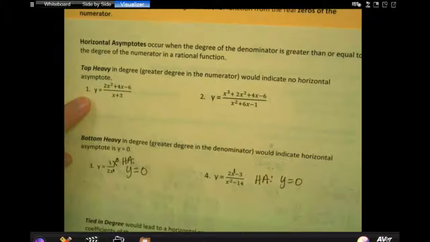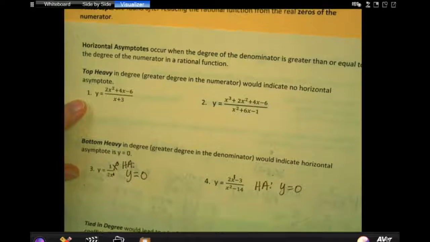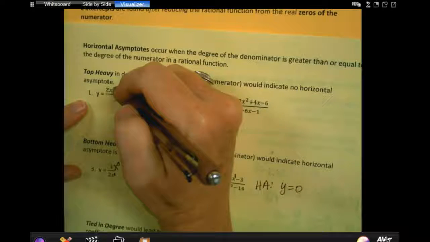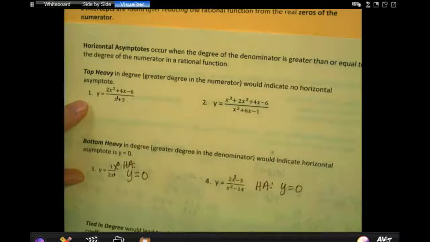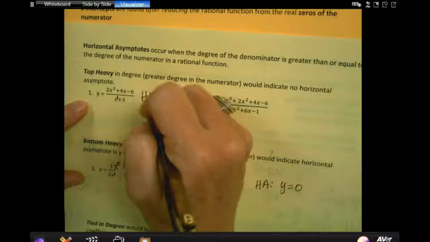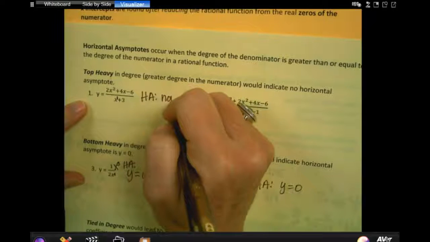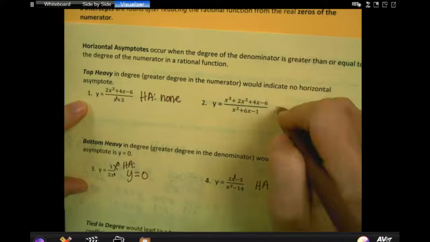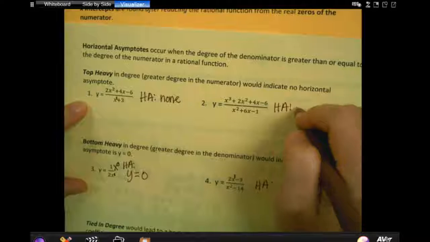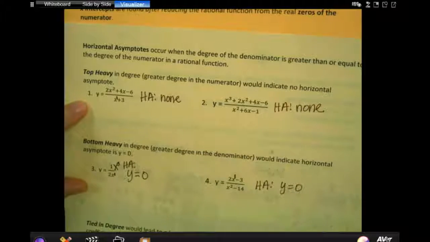So now go to the top heavy, which is above that. So on this one, I have 2 over 1, which means it's top heavy, and there is none for a horizontal asymptote when it's top heavy. 3 over 2, the horizontal asymptote is none.